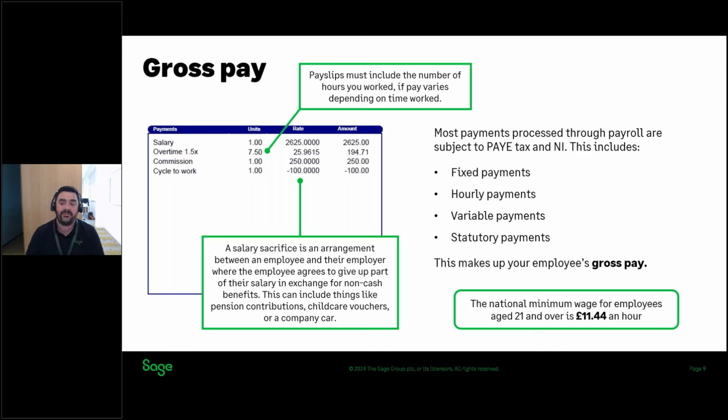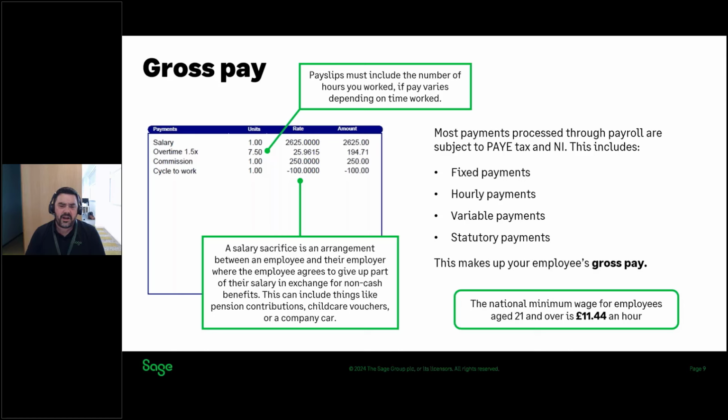So they sacrifice that part of their salary in exchange for a non-cash benefit, such as a pension contribution into their pension scheme. It could be childcare vouchers, although that is less common because the childcare voucher scheme closed to new entrants some time ago. Or it could be more recently things like company cars or the cycle to work scheme as we're using in this example. And the benefit of a salary sacrifice is that the employee makes savings on the tax they would have paid and their national insurance. And there's also a benefit to the employer, as the employer would not pay national insurance on the amount of that salary sacrifice as well.